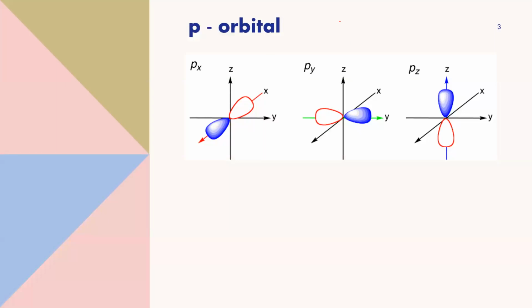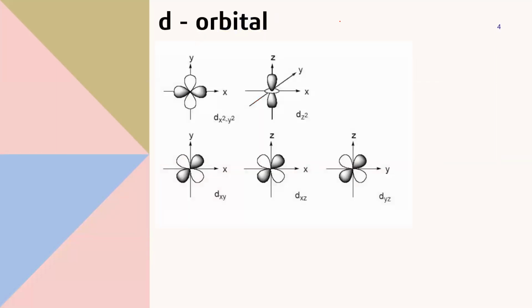Okay. So next we have d orbitals. There are 5 orientations possible for d. What are they? dx square minus y square, dz square, dxy, dxz, and dyz. Okay. So these are the shapes.